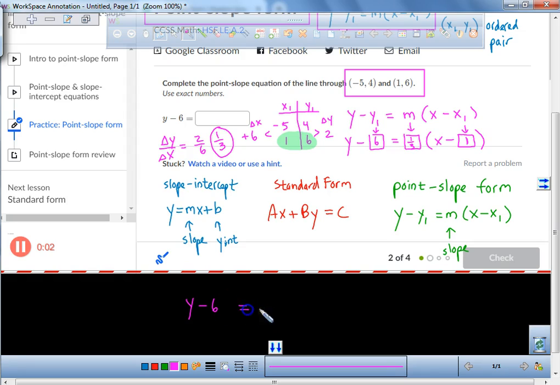So here's what I'm going to type in the box. I'm going to put a 1/3. I'm going to open up a parentheses. I'm going to put x minus 1, and I'm going to close it. So I'm going to just type in this part for the Khan Academy.